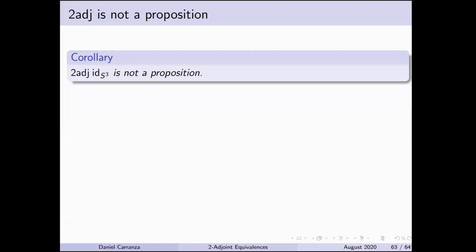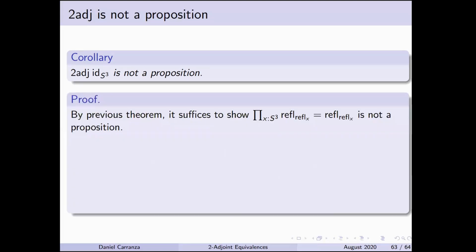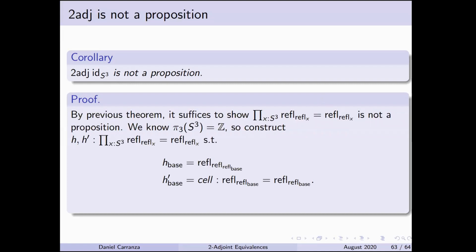So now I say this is good enough to show that it's not a proposition. This is going to be, again, the exact same gambit, right? We're going to show that it suffices to show this type is not a proposition. This time I'm going to pick the identity on S3. We know that pi3 of S3 is Z. So we just need one of these to send the base to refl base, and the other to send it to our cell, which in S3 says refl base equals refl base. And since these two are not equal to each other, obviously this type is not a proposition.